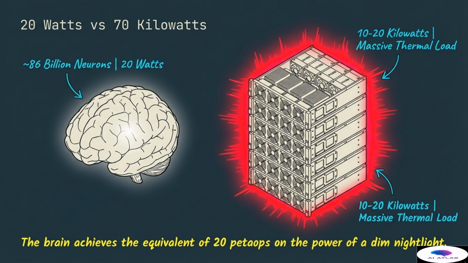These systems generate a massive thermal load that requires expensive cooling infrastructure and creates a huge environmental footprint. The contrast is staggering. We are comparing 20 watts to 70,000 watts. This disparity highlights why current AI development is hitting a wall. We are trying to brute force intelligence with electricity, while biology has found a way to create consciousness and complex spatial navigation with almost no energy at all.